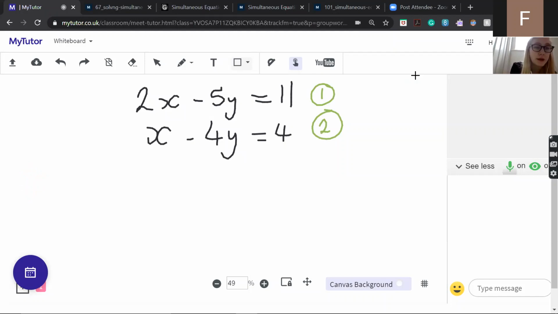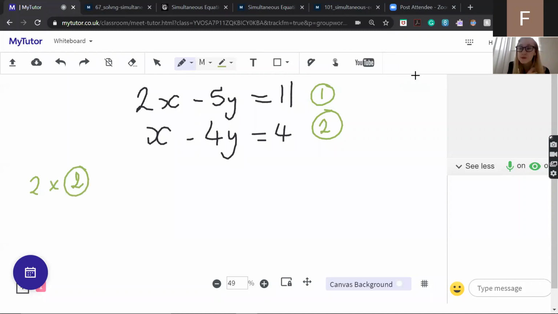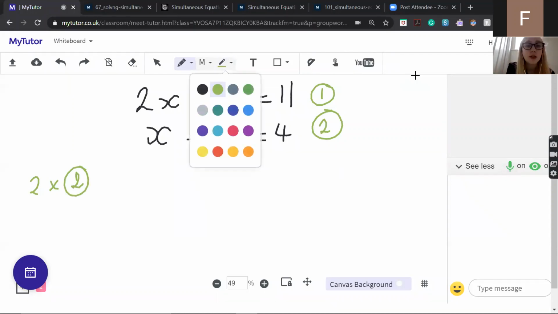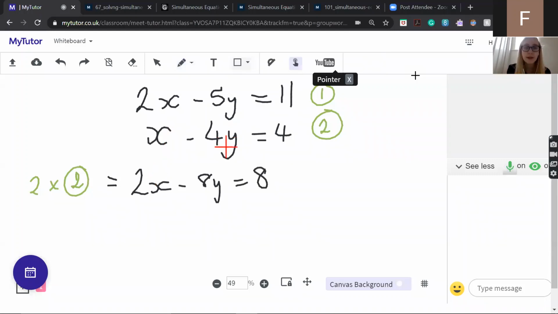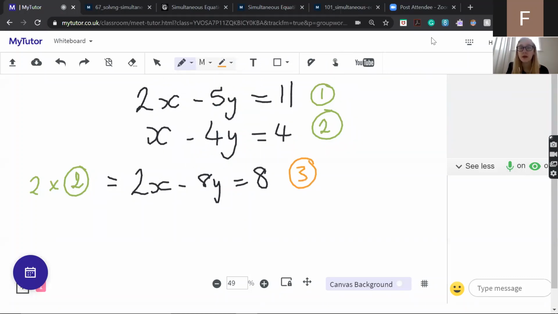So I'm going to write out what I'm doing. So 2 times equation 2. This is just my notation. If it's in a circle, I call it an equation. So 2 times equation 2 is going to give us 2x minus 8y equals 8. You see, I've just multiplied each of these elements by 2. And then I'm going to call this equation 3. So now all of these things are still true, but this form, equation 3, matches a lot nicer with equation 1.